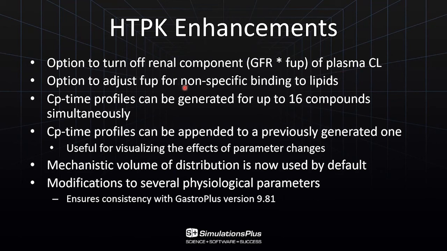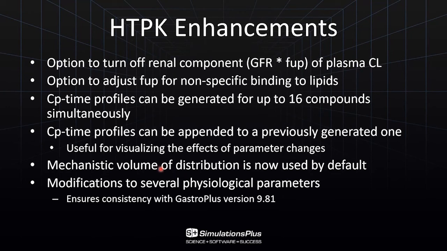And you can choose whether or not to adjust the FUP for non-specific binding to lipids. This setting affects higher logP compounds, and GastroPlus uses the correction by default. CP time profiles can now be generated for up to 16 compounds simultaneously. And there is the option to append a CP time profile to a previously generated one. This is useful for more easily visualizing the effects of a parameter change, and I'll show this later.